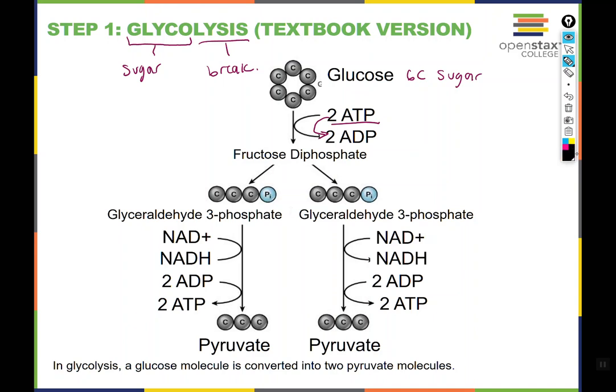So if I were to illustrate that, because they haven't, it would be C, C, C, C, C, C, bound together, and then 2 phosphates on the ends, right? So once that's achieved, I've unraveled this circle and I've turned it into a line. Now I'm going to chop the line in half. So the outcome of the splitting of fructose diphosphate is 2 molecules of glyceraldehyde 3-phosphate.